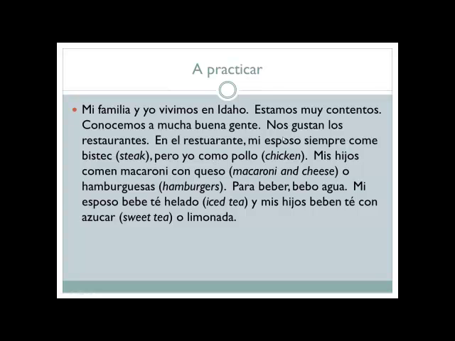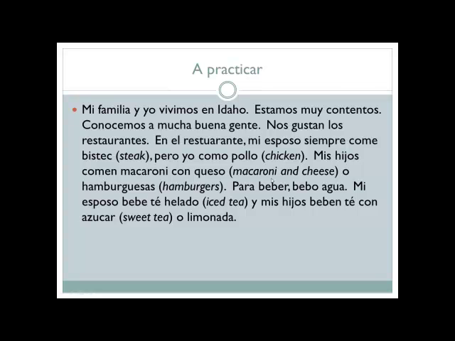En el restaurante mi esposo siempre come, here's an ER verb, come, bistec, pero yo como pollo. So here we have the same word. In both of these cases, the verb is comer, to eat, but the conjugation is different because here the subject is mi esposo, and here the subject is yo. Then it changes again. The next sentence is talking about mis hijos, my children. So I use the ellos conjugation. Mis hijos comen macaroni con queso o hamburguesas.